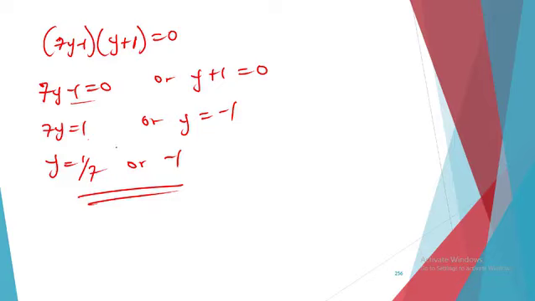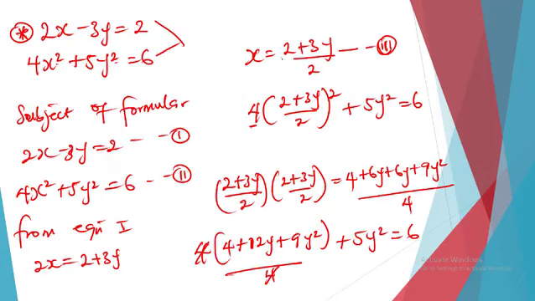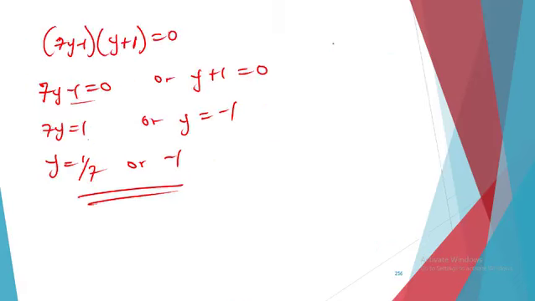But we've not gotten the values of x. So what do we do now? We now substitute the values of y in equation 3. And what's our equation 3? Here is our equation 3. X equal to 2 plus 3y all over 2.